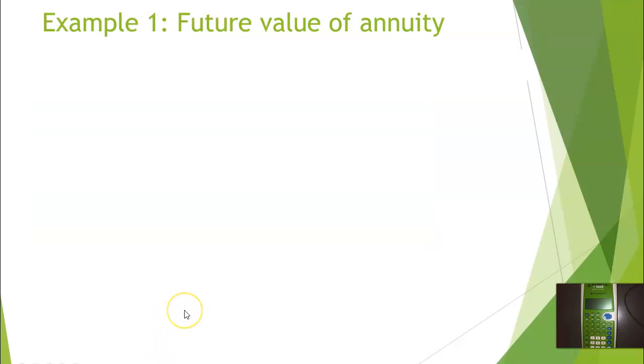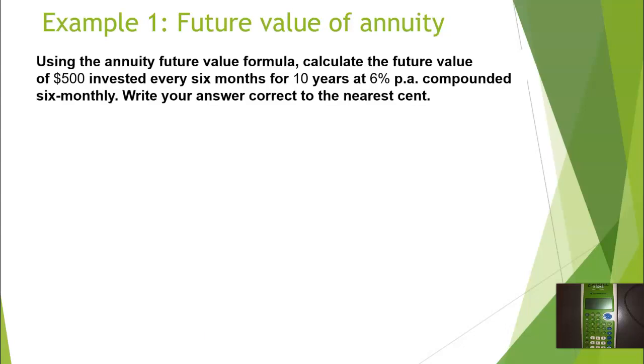So we're going to get into some examples. Calculating the future value of an annuity. The question says, using the annuity future value formula, so that tells us we're going to use the formula, calculate the future value of $500 invested every 6 months for 10 years at 6% compounding 6 monthly. Okay, so what information do we know? So $500 is going to be our M value. We're putting it in 6 monthly, so that's 2 compounding periods per year.